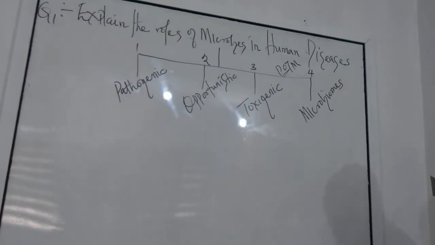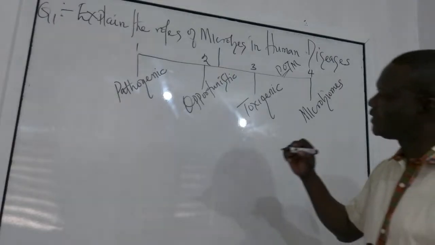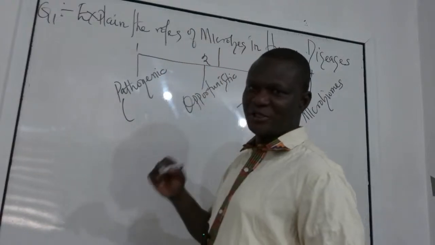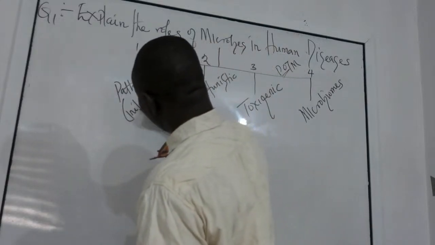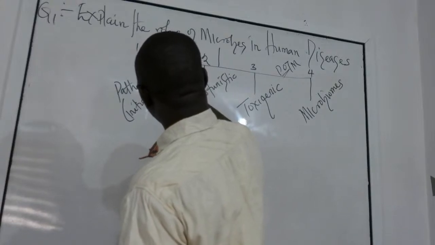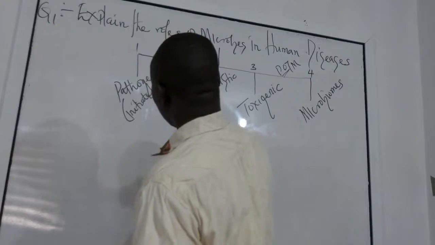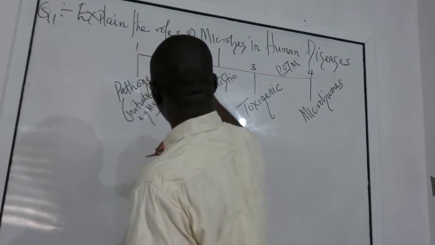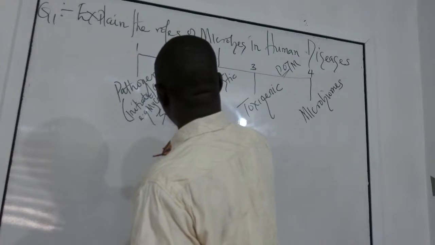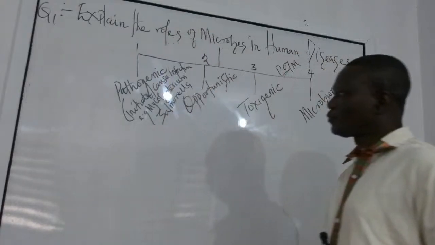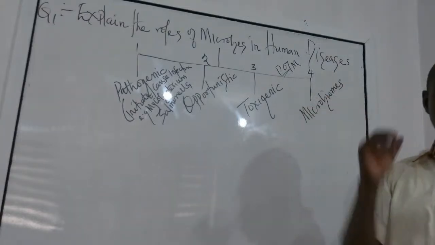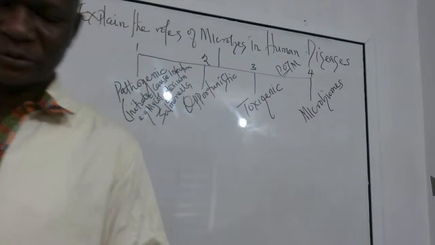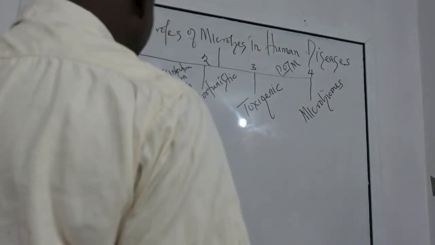Okay. When we talk about pathogenic microorganisms, these are organisms that have the ability to initiate infection, to cause diseases. An example is Mycobacterium, Salmonella, etc. So they have that ability. What they will always do in their life is to cause and initiate infection. That is that of pathogenic.